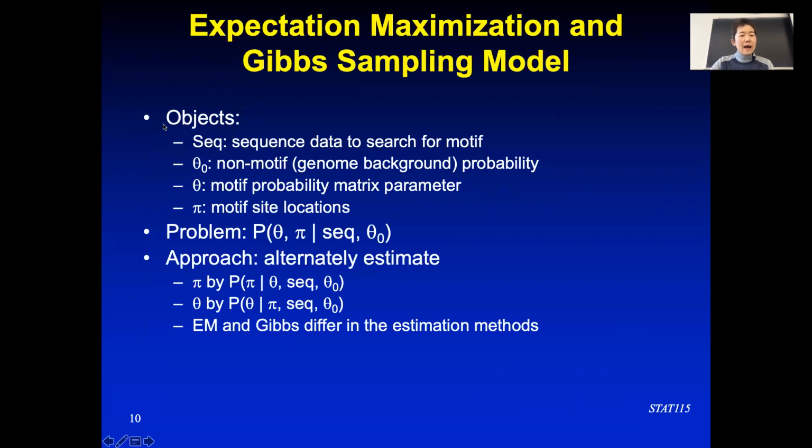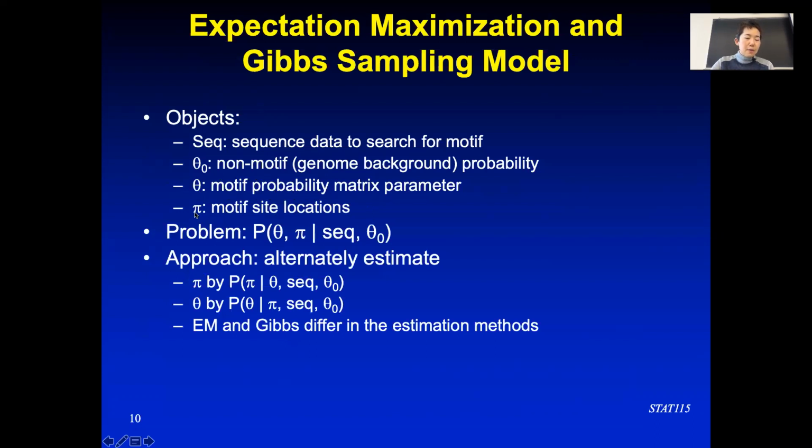We can imagine we have a number of objects. The first is the input sequence. These are the few hundred sequences, each a few hundred nucleotides long. We know that they are enriched for some patterns, and we're trying to look for it, right? And theta 0 is the non-motif, the genome background. What's the probability of seeing ACGT in the genome? Depending on your genome, I think a human is probably slightly more AT rich than GC. And theta is the real thing. That's the motif you are trying to find. It's the position weight matrix that you are trying to estimate.